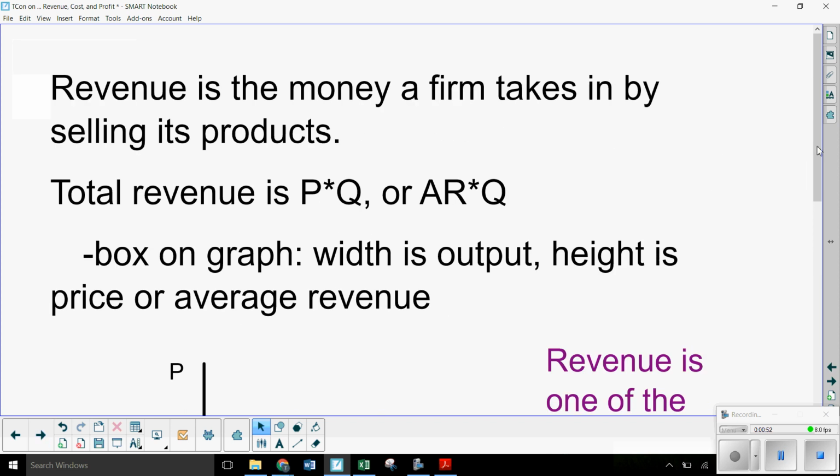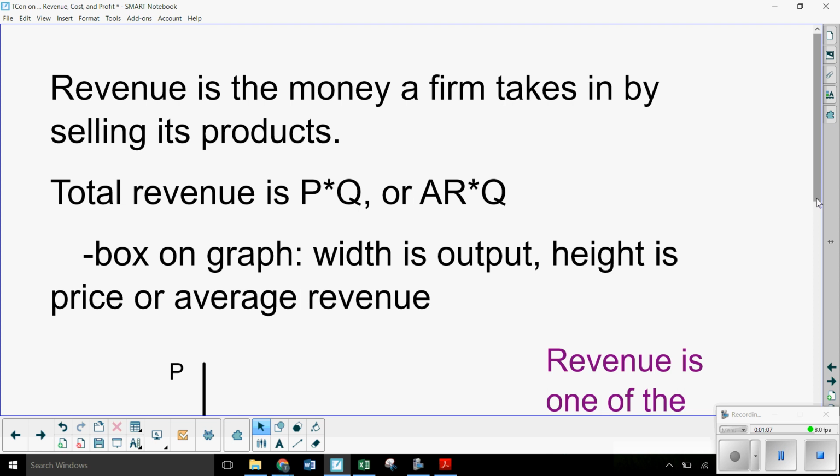First thing to think about is revenue. And revenue is the money a firm takes in by selling its products. And you can calculate it as price times quantity or average revenue times quantity. Average revenue and price, pretty much always the same thing.